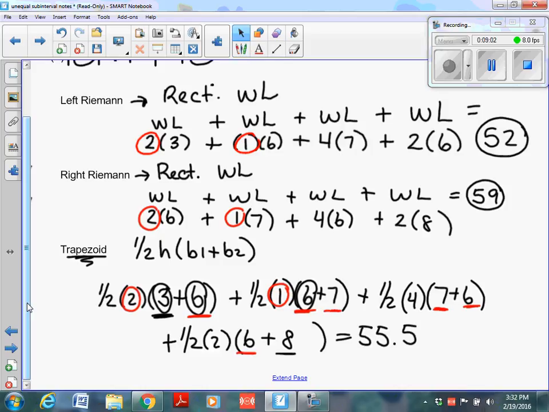So this is part 1 on unequal intervals. Now continue to part 2.